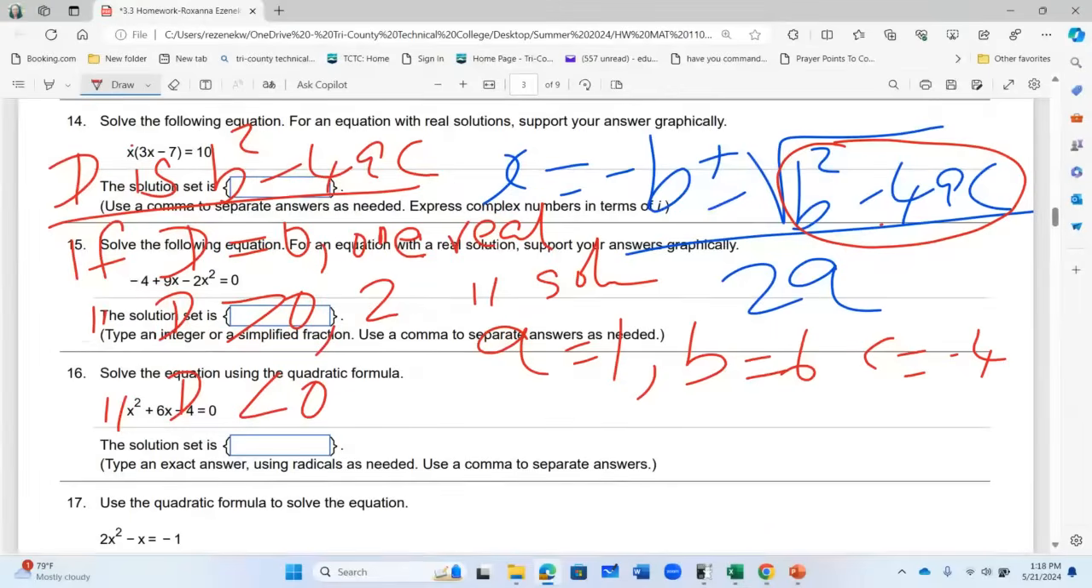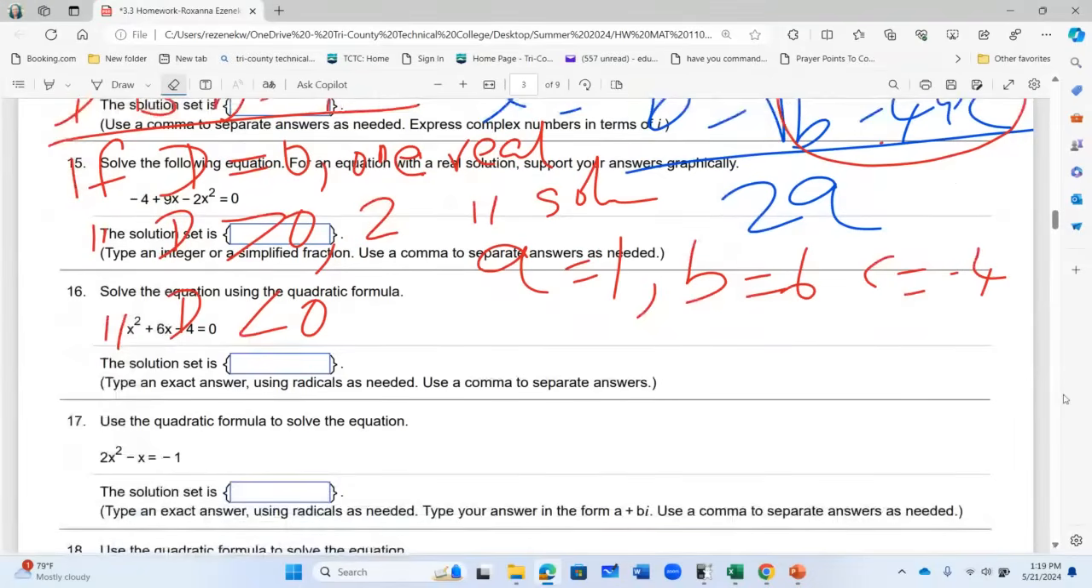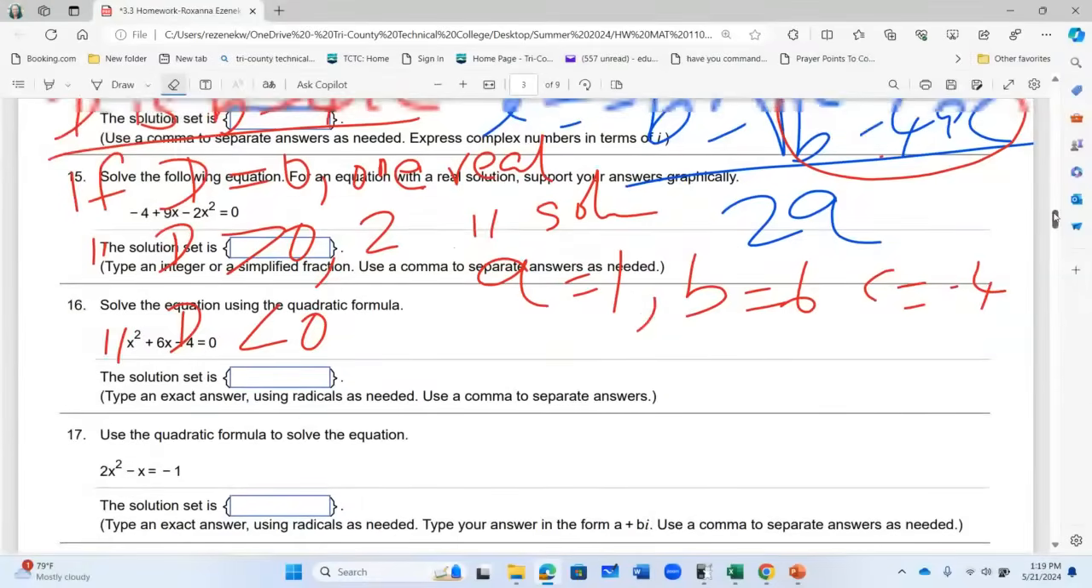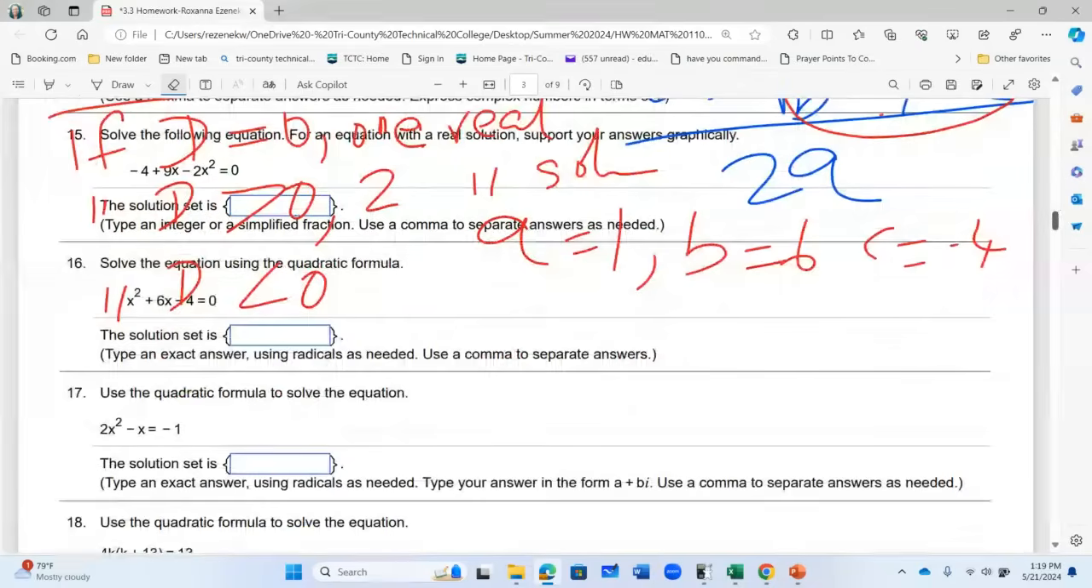So to make our whole world simpler, let's find the value of D in this number 16. Because if I know how to find D, I know how to solve almost all quadratic equations. Okay, so I have already found my A, B, C. So B in this particular question is 6.